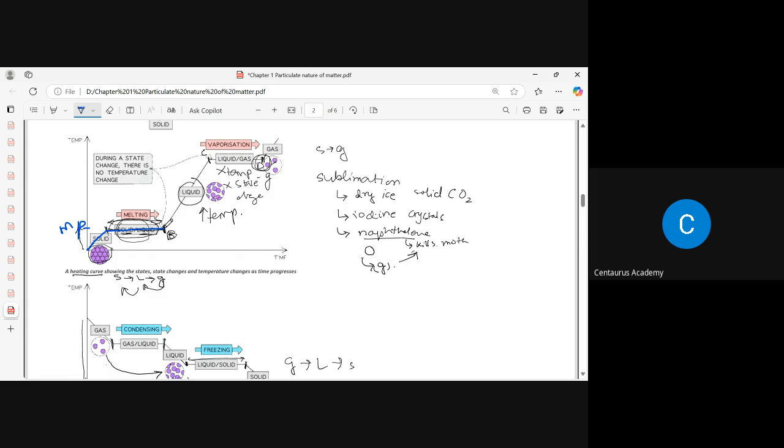Then as soon as it has completely converted into a liquid substance, the temperature again starts to rise. In this oblique line, it is completely a liquid. And then another certain temperature, which is referred to as the boiling point, is reached. And at this boiling point, the temperature stays constant. Is this point clear so far? Yes.